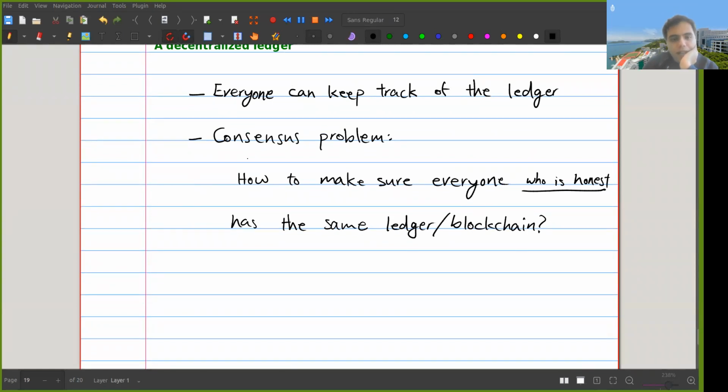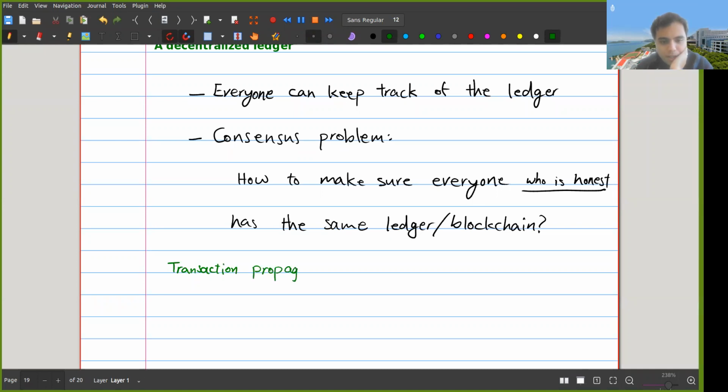Well, if everyone has to keep track of everything, then there are several problems that we have to solve. So the first problem is the problem of transactions, or actually let's call it transaction propagation. So how do I send my transactions to everyone?